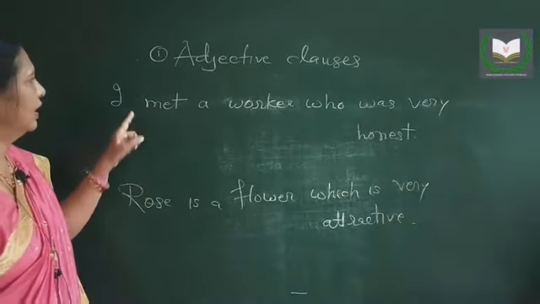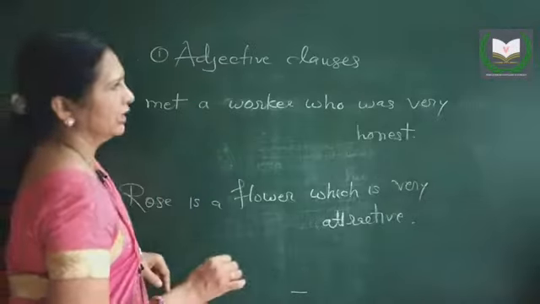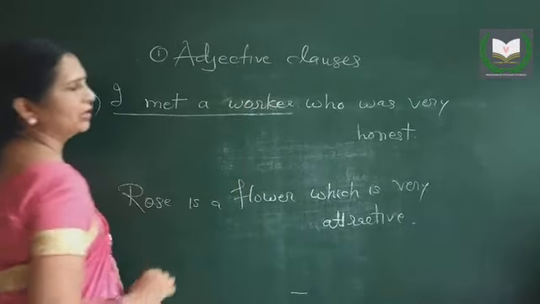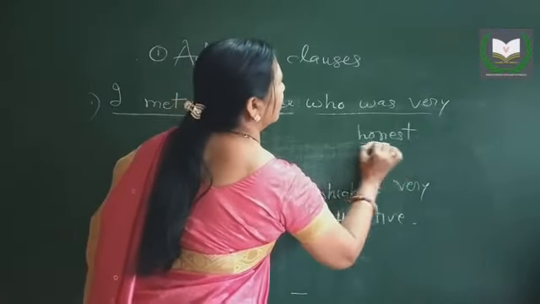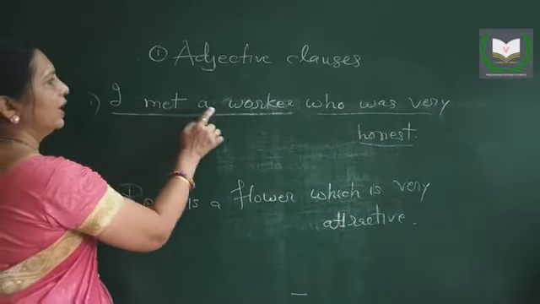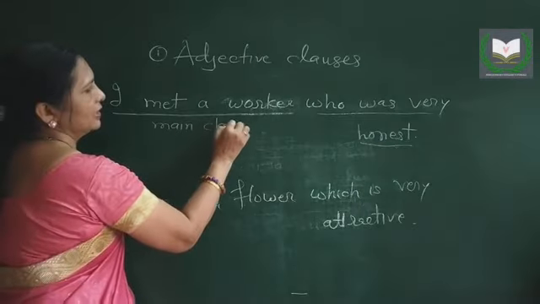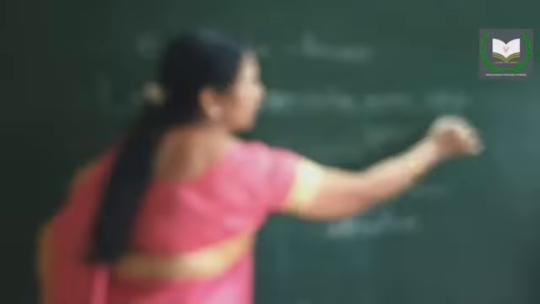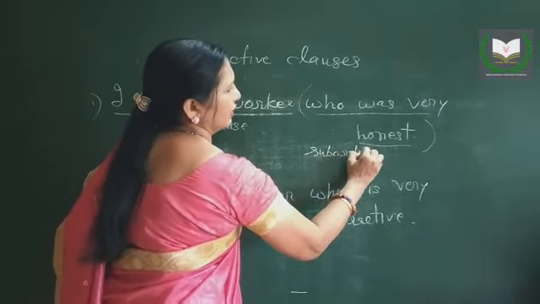So see, in the first sentence, I met a worker. This is the first part of the sentence or first clause. Who was very honest? This is the second clause. Now, I met a worker, this is the main clause. And who up to honest, this is the subordinate clause.